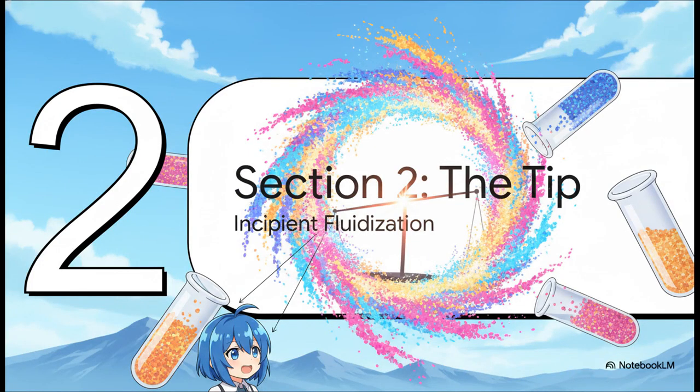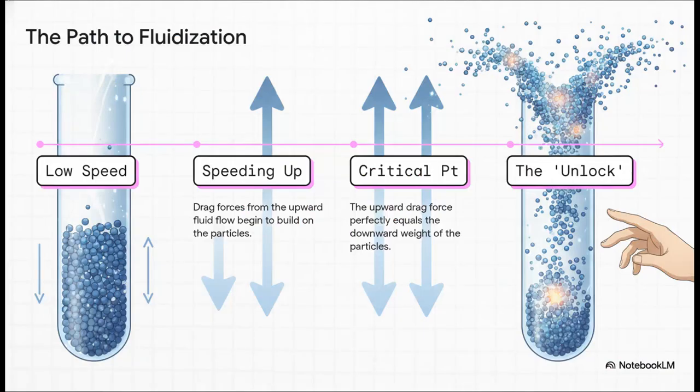And this, right here, brings us to the most crucial part of the whole story, the tipping point. This is the moment where everything changes, and it's called incipient fluidization. What you're looking at here is basically a battle of forces. As we increase the fluid's velocity, that upward flow creates a drag force on every single particle, trying to lift it up. And it's fighting against the one thing pulling it down, gravity.